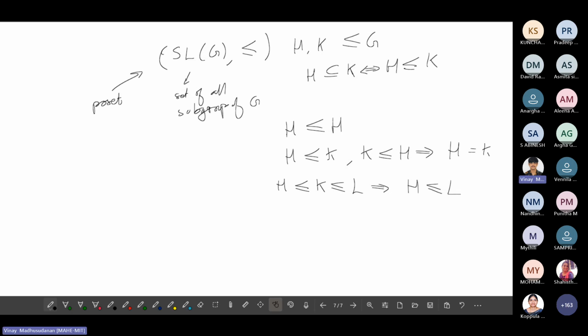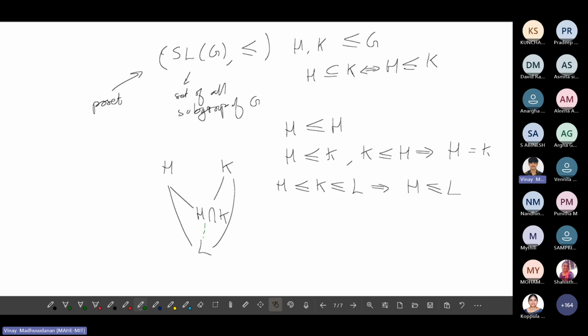But more than that, you know that the intersection of two subgroups is also a subgroup. So if you take H and K as two subgroups, then their intersection is a subgroup with a special property. Suppose you take any other subgroup of both, then necessarily that will be a subgroup of the intersection.